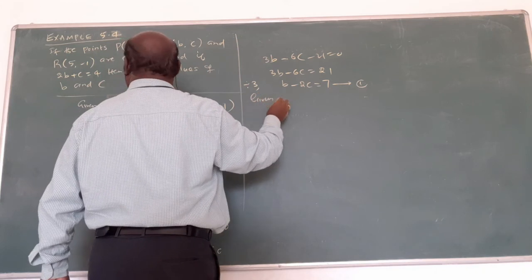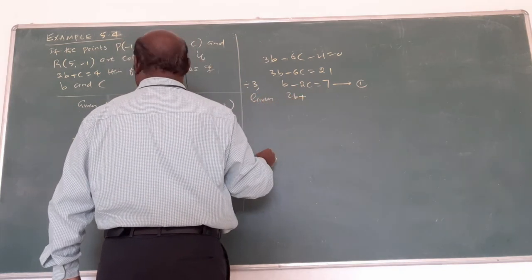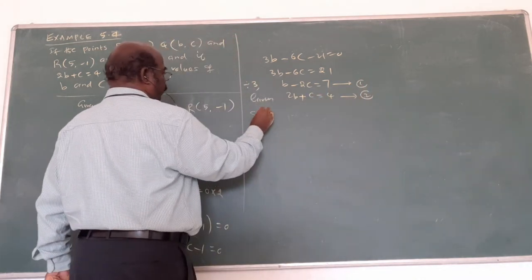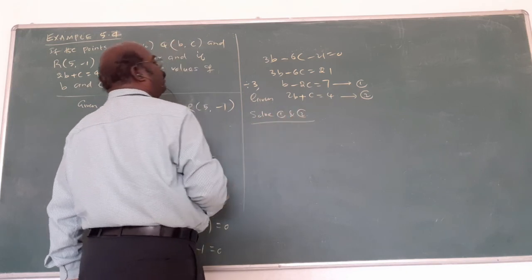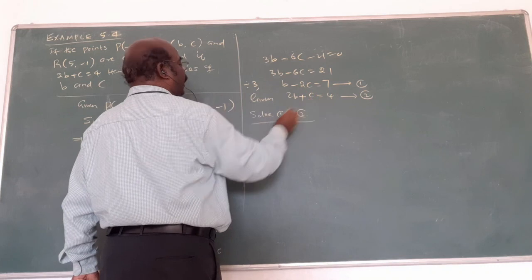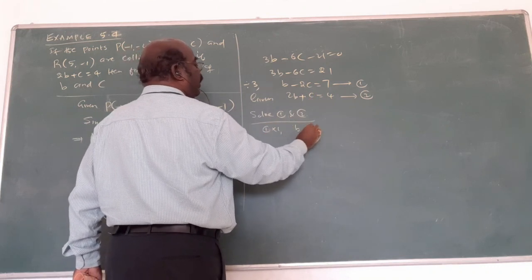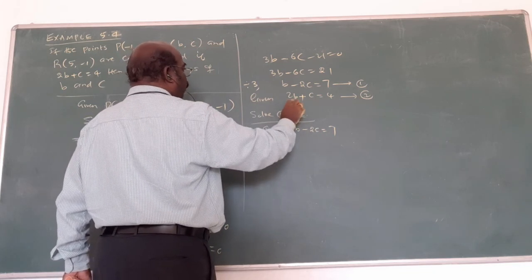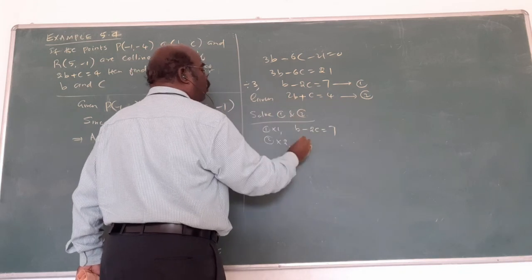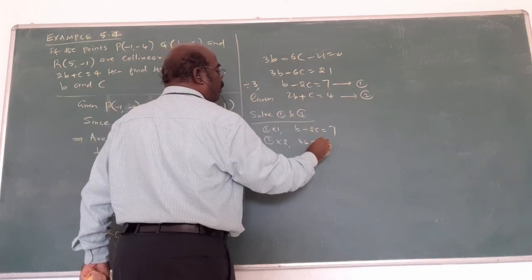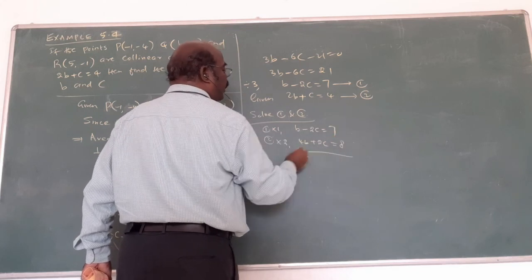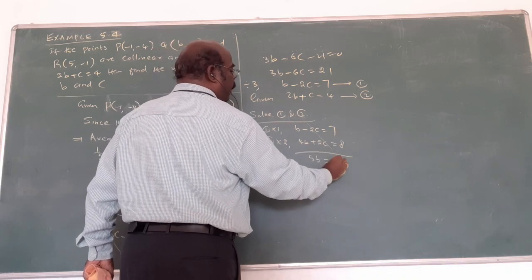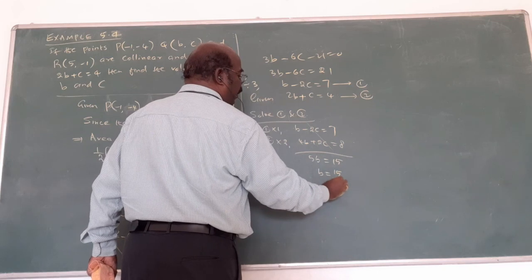What is the condition? 2b plus c equal to 4. Solve. What is the method to solve? Here minus 2c is there, plus c is there. That's why first equation multiply by 1: b minus 2c equals 7. Second equation multiply all the terms by 2: 4b plus 2c equals 8. Am I right? Now, b plus 4b is 5b. 7 plus 8 is 15. b equal to what? 15 by 5, that is 3.